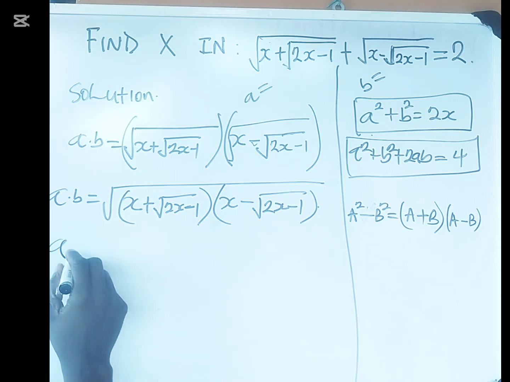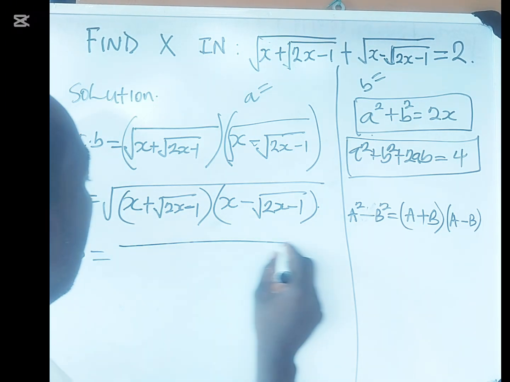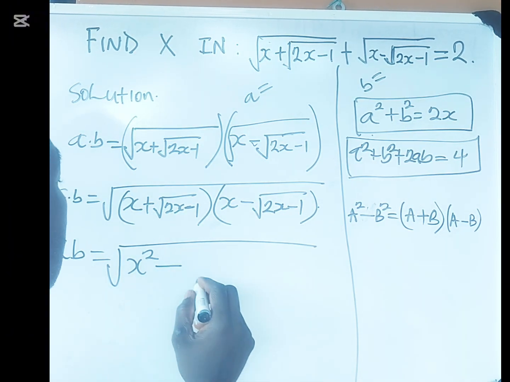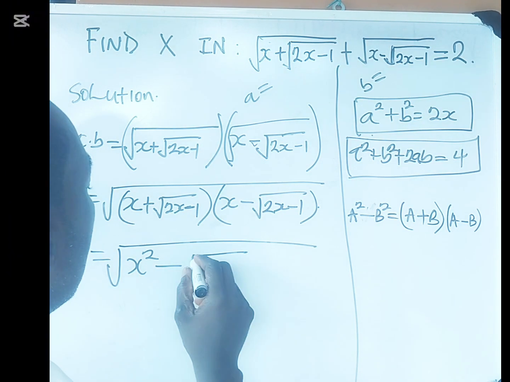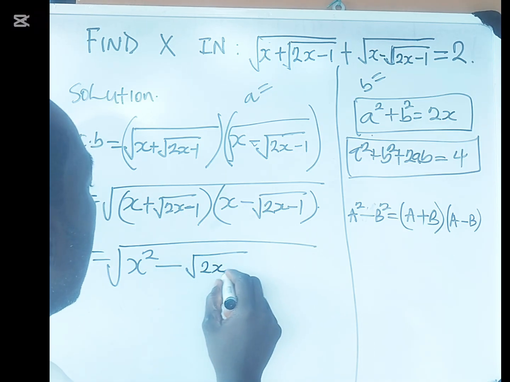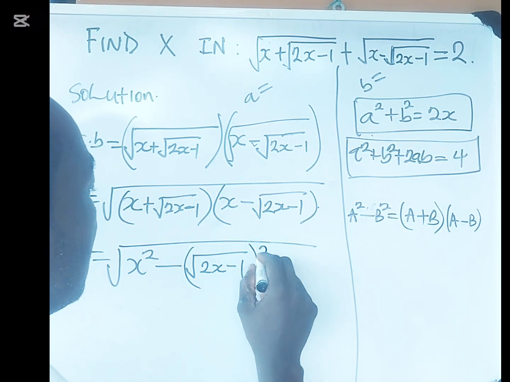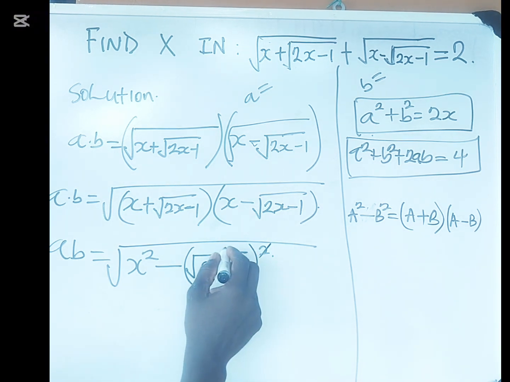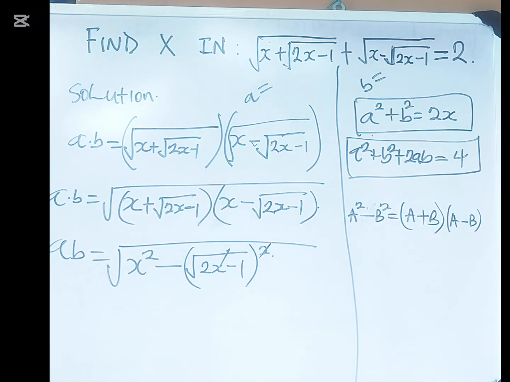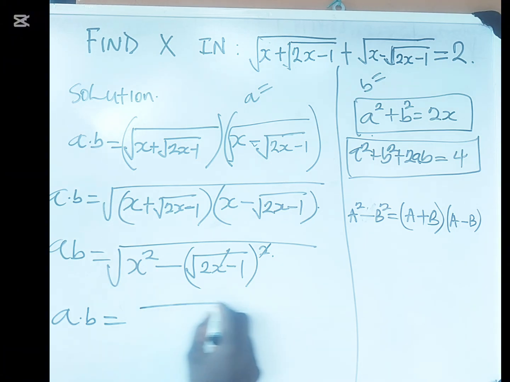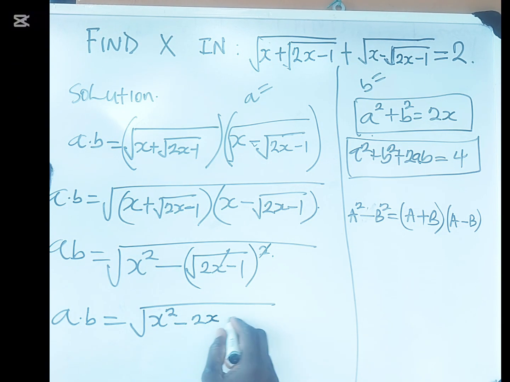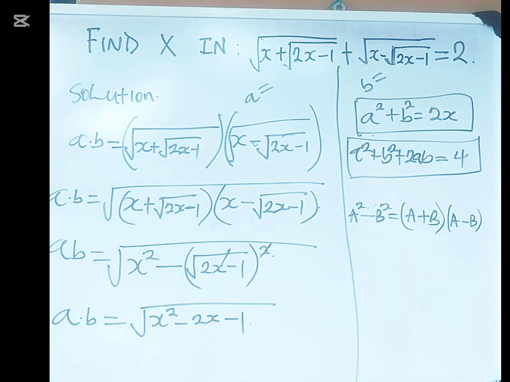We're going to have AB equal to root of x squared minus root of 2x minus 1, or in this case now it will be all squared. If you look at this now, this 2 is going to take off this root sign. Then A times B will be equal to root of x squared minus 2x minus 1.